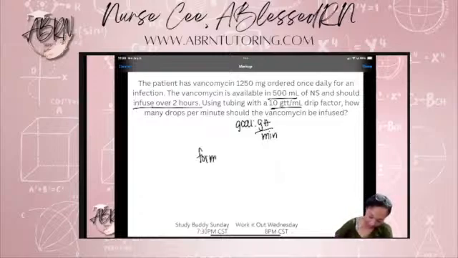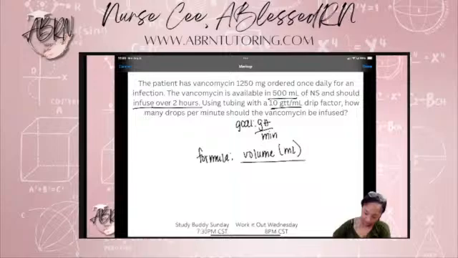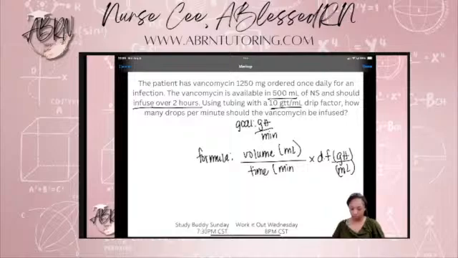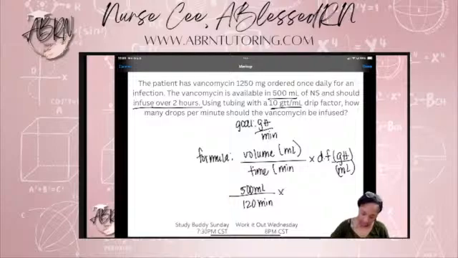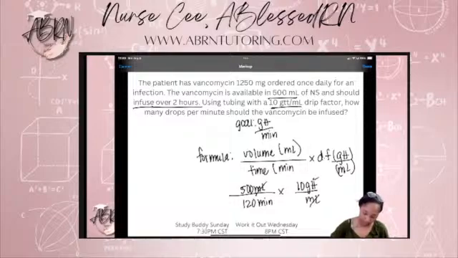So the formula is going to be your volume, which is milliliters, over your time, and it has to be in minutes. And we're going to multiply that times your drop factor, which is GTT over milliliters. So if your volume is 500 ml, you put it over 2 hours, which is 60 times 2, so 120 minutes. Then you're going to do times 10 GTT per milliliter. So you see your milliliters crossed out, and you got drops on the top and minutes on the bottom. So if you wanted to change it and you did it flawlessly with your math skills, then that's how it would look. And that is the formula method.